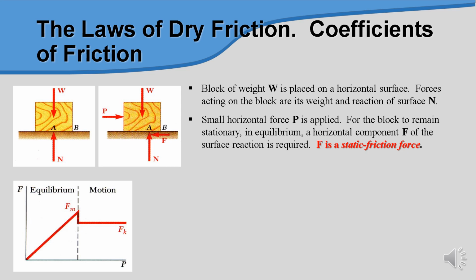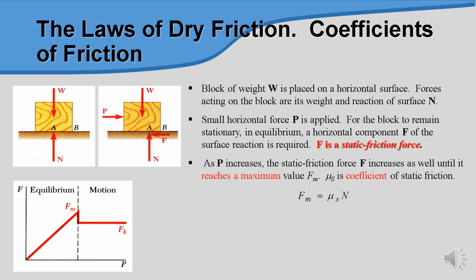For the block to remain in equilibrium, the horizontal component F of the surface reaction is required. When we apply P, there is a reaction from the surface that we show as F, where F is the static friction force. The static friction force has a certain range, up to the maximum friction force. If the static friction force is at the maximum limit, we call it Fm. In a calculation for static friction, we will just write Fs, and under certain conditions later on we will see the use of Fm.